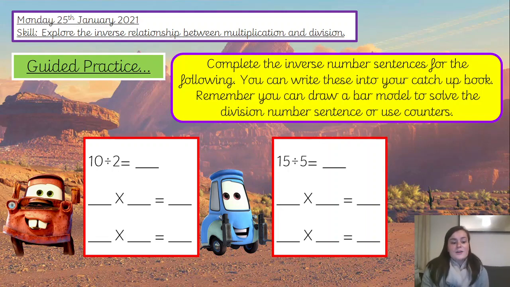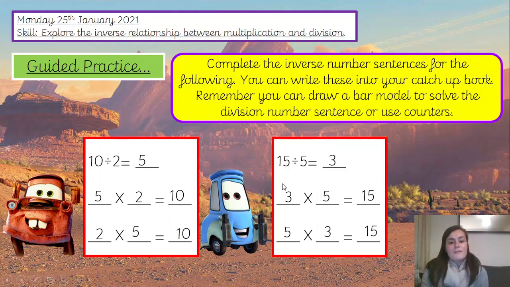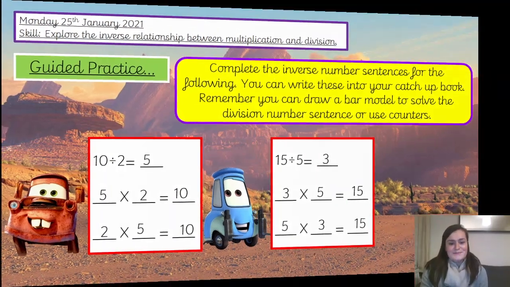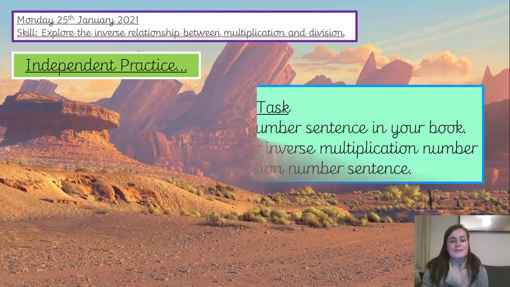Okay, so hopefully you have 10 divided by 2 equals 5. So the inverse is 5 times 2 equals 10, and 2 times 5 equals 10. If you got that right, give yourself a big tick. And then for the second one, 15 divided by 5 equals 3. So you should have had 3 times 5 equals 15, and 5 times 3 equals 15. Again, give yourselves a big tick if you got that one right. Good job.